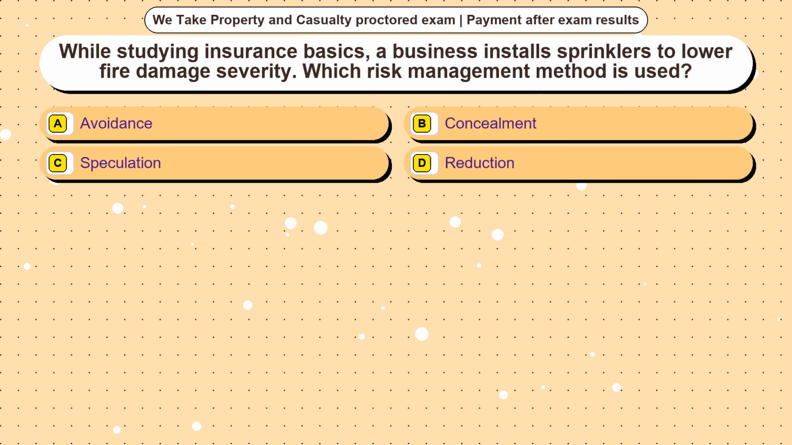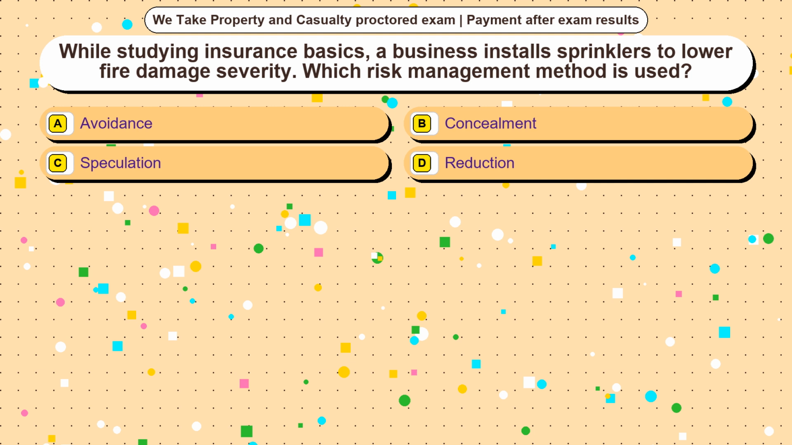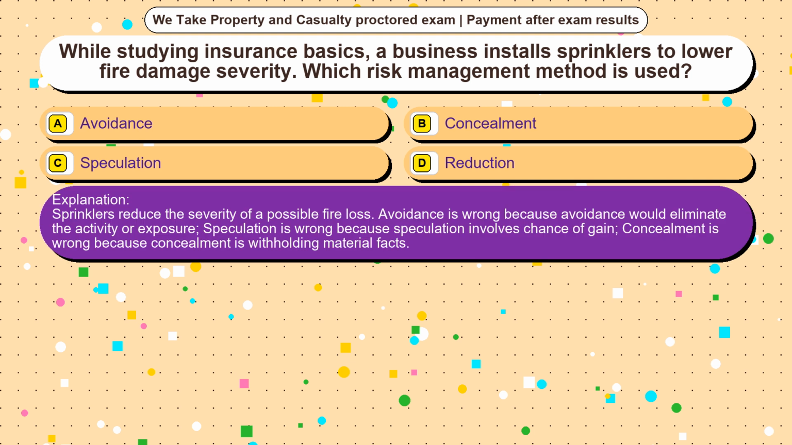Question 20. While studying insurance basics, a business installs sprinklers to lower fire damage severity. Which risk management method is used? Option A, avoidance. Option B, concealment. Option C, speculation. Option D, reduction. The correct answer is option D. Sprinklers reduce the severity of a possible fire loss.